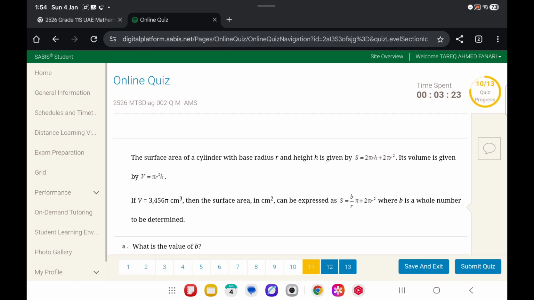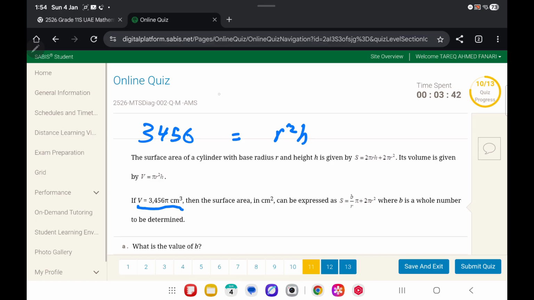We're going to have to put one in terms of the other. So, V is pi r squared h, right? What does that mean? Don't you think V is this? So it's actually 3456 pi is equal to pi r squared h. Now I can cancel and cancel, so let me just erase them, right?